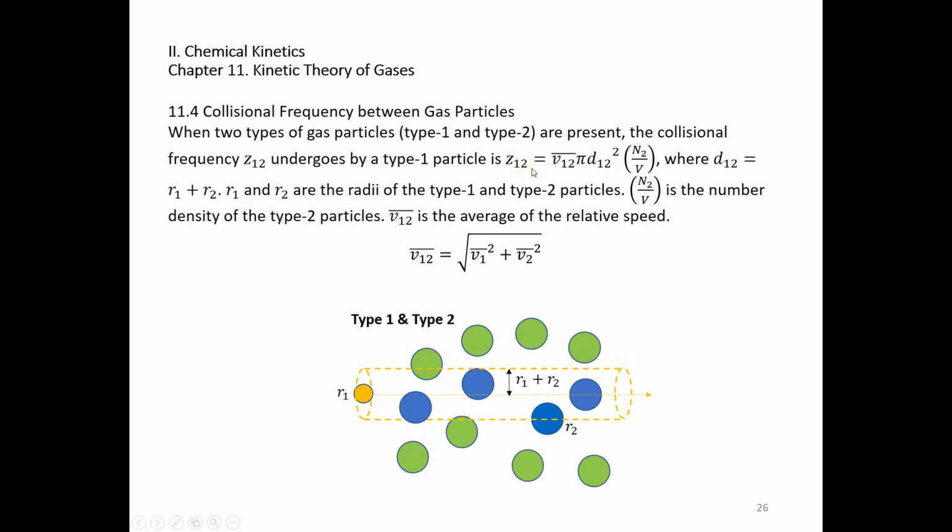So we can write out the collisional frequency for this yellow particle. It's the average speed times the collisional cross-section area, pi d squared, times the number density of type 2 particles. Alright, so again, we just need to have this volume and then the number density of type 2 particles. d12 is the radius of the cylinder. It's R1 plus R2. v12 is the average speed.